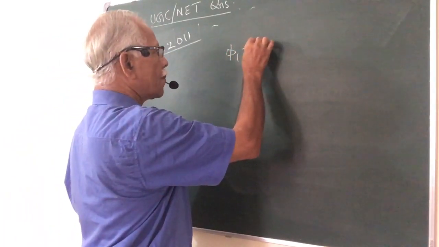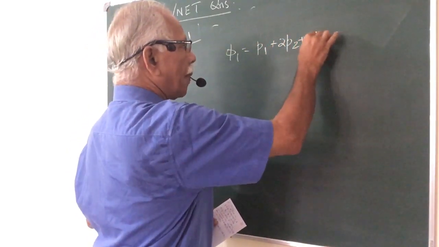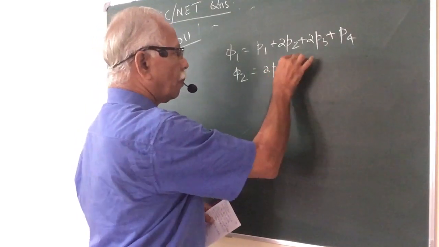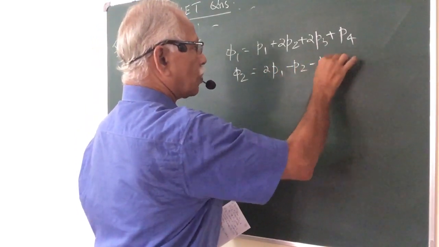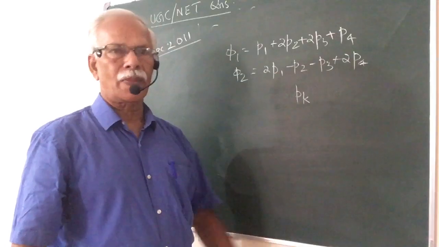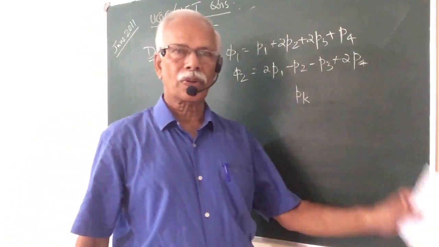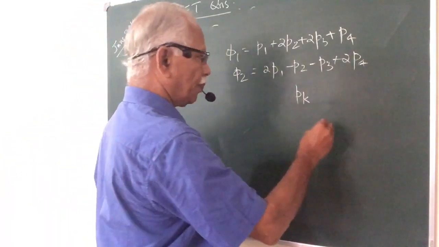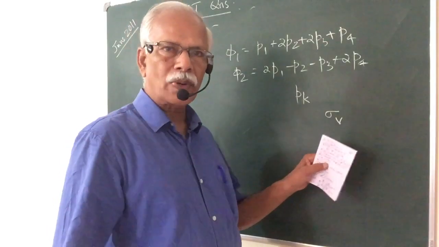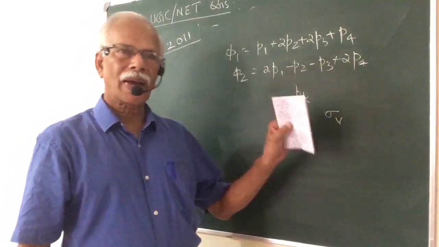phi1 = p1 + 2p2 + 2p3 + p4, and phi2 = 2p1 minus p2 minus p3 plus 2p4, where pk is the p orbital on the kth carbon atom of cis-butadiene. Cis-butadiene belongs to the C2v group, and sigma v is the molecular plane, and it is with respect to the sigma v that the subscripts 1 and 2 are given in the character table.